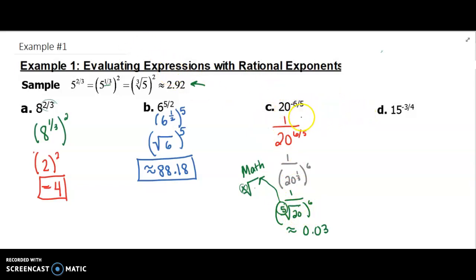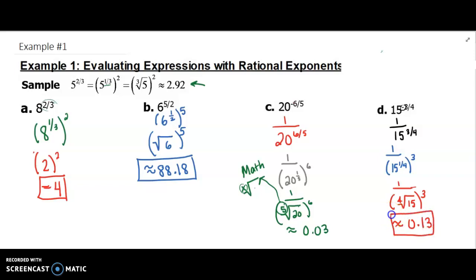All right, let's look at D. D is the same way as C. So first thing we want to deal with is this negative exponent, so just 1 over 15 to the positive 3/4. Now this is 1 over 15 to the 1/4 to the 3rd, which is 1 over the 4th root of 15 cubed. And then when you put that into your calculator, guys, you should get roughly 0.13. If you don't know how to put it in your calculator or this doesn't make sense, please reach out and let me know and I can help you out with that.